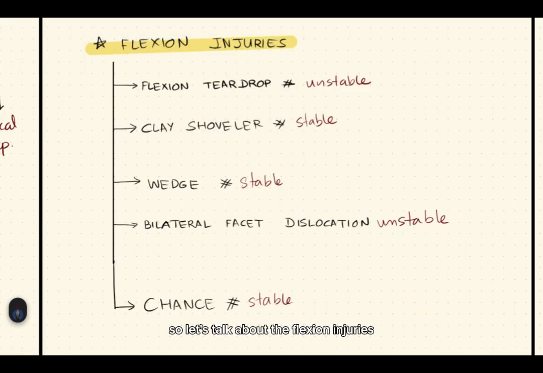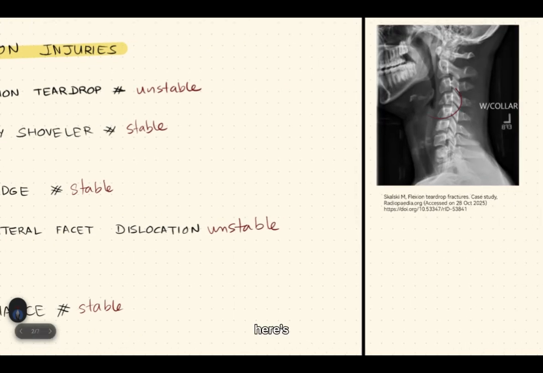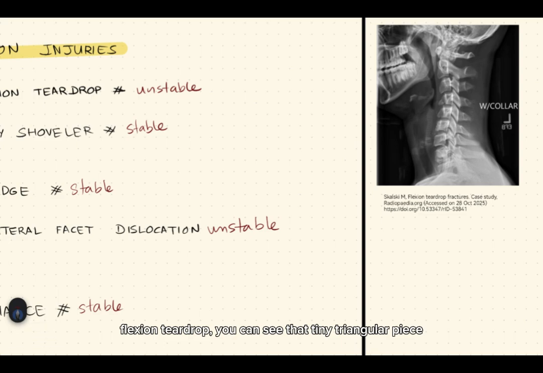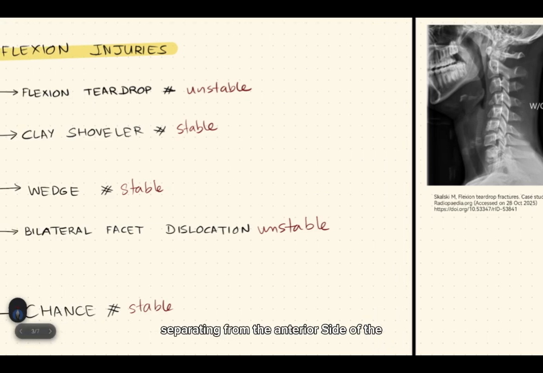So let's talk about the flexion injuries. We have got flexion teardrop fracture, which is a highly unstable fracture, and it takes a lot of force for flexion teardrop to happen. Here's flexion teardrop. You can see that tiny triangular piece separating from the anterior side of the vertebra.